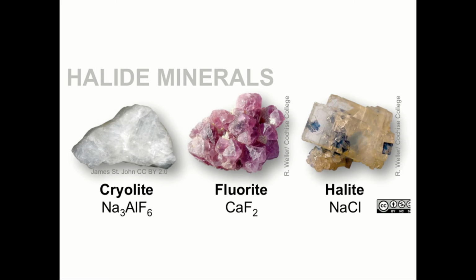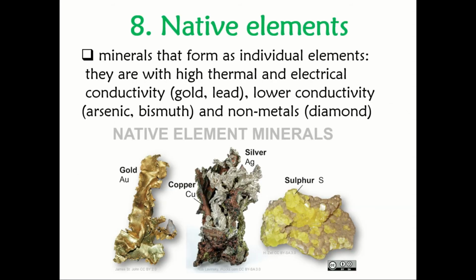So next is halide minerals. So we have there halides, okay? Last but not the least is the native elements. Ayan. So these are minerals that form as individual elements, with high thermal and electrical conductivity. Examples are gold and lead. Lower conductivity: arsenic, bismuth, and non-metals such as diamonds. As you can see, we have gold, copper, silver, sulfur. So they are all native elements. Okay, they are minerals, but they're also elements.